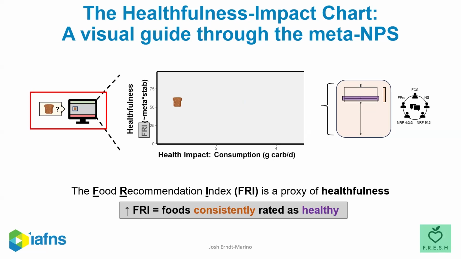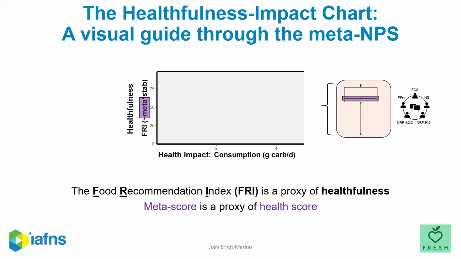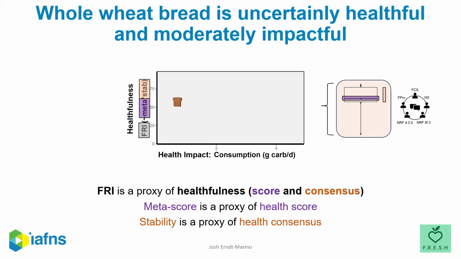So this healthfulness measure is what we previously called the Food Recommendation Index. It's a proxy of healthfulness that identifies foods that are consistently rated as healthy. Essentially, the FRI allows us to collapse the nuance of the meta-NPS distribution for a single food into a single point. The FRI combines the metascore, which is a proxy of health scores rated by multiple experts, and stability, which is a proxy of health consensus. Put it all together, we can say that whole wheat bread is uncertainly healthful and moderately impactful. In other words, it's somewhere in the central region of this chart.